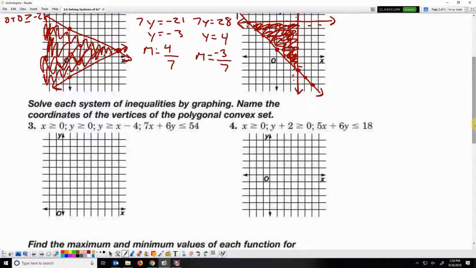Now we're going to take that one step further. So first we're going to graph and shade. So we've got x is 0. So that's right here on the x-axis.